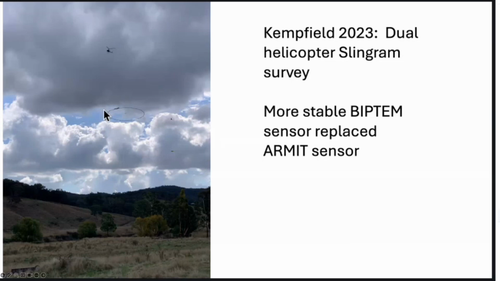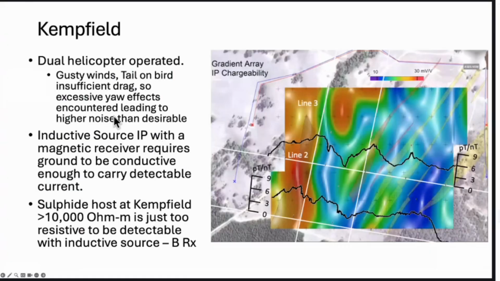We flew a slingram survey. That's the transmitter. Back there is the receiver. We had issues like the tail on the bird had insufficient drag. But what killed this particular problem is that the host rock was 10,000 ohm meters, and it was too resistive to have enough current for detectable B fields. So that was a test that showed there are limitations with the magnetic field sensors, which electric field would have solved, but we couldn't get to work.